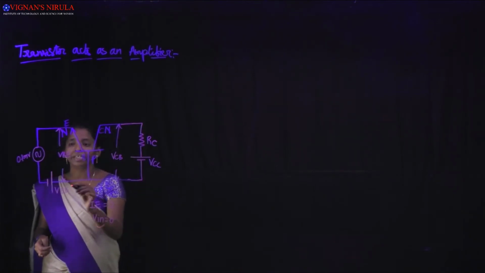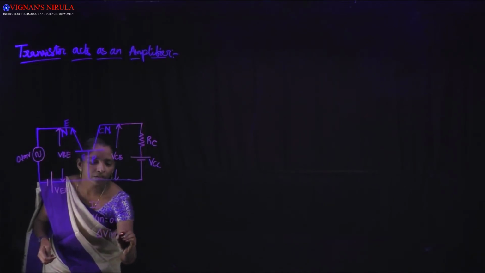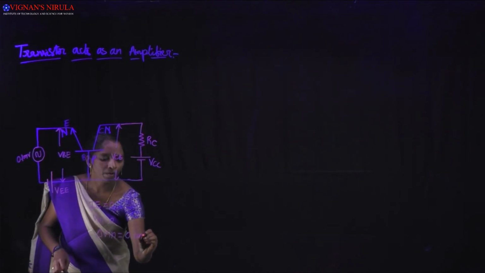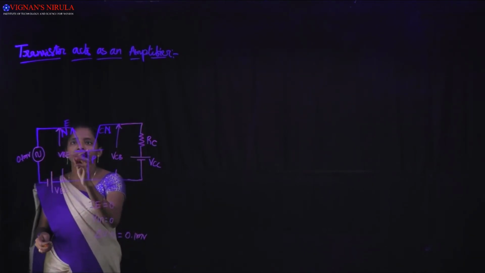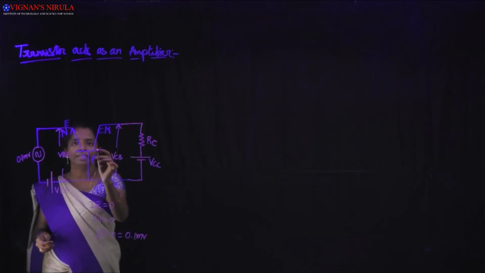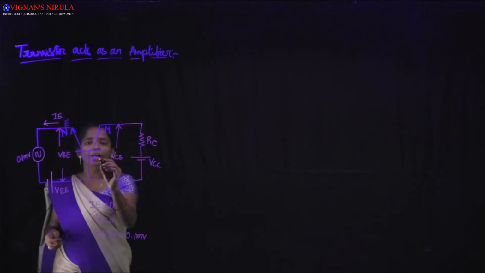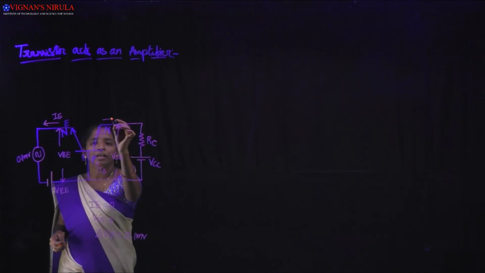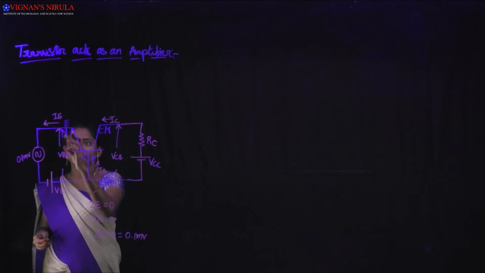At that time there is a change in the input voltage, represented by delta Vin, which is 0.1 millivolts. A change in the input voltage produces a change in the input current. The directions of the currents are: the emitter current IE flows away from the transistor, the base current IB flows into the transistor, and the collector current IC also flows into the transistor.